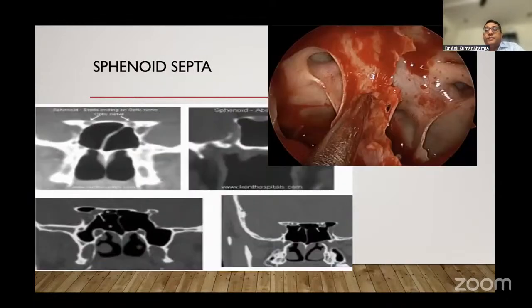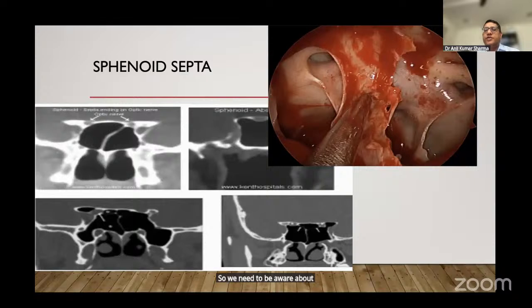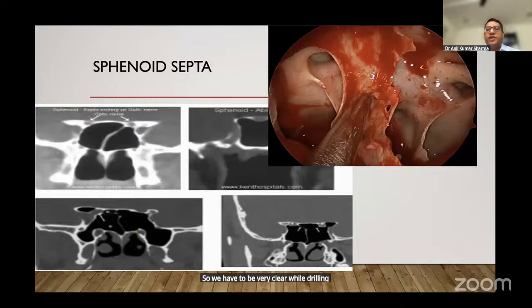Coming to one important point, the sphenoid septa. These sphenoid septa are often off midline, and when they are off midline, they often lead to the internal carotid artery. So we need to be aware of off-midline sphenoid septa, because to bring that anatomical detail clear, we need to remove a sphenoid septa. We have to be very clear while drilling, because it often leads to the internal carotid artery when they are off midline. This is a very important fact that we need to keep in mind.